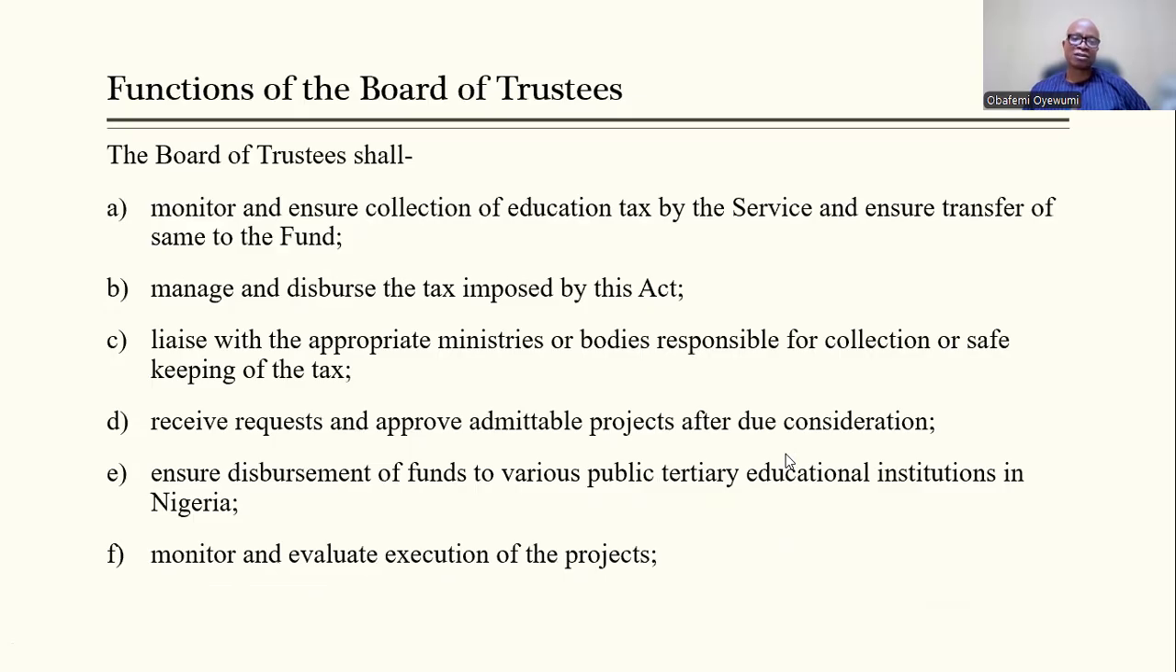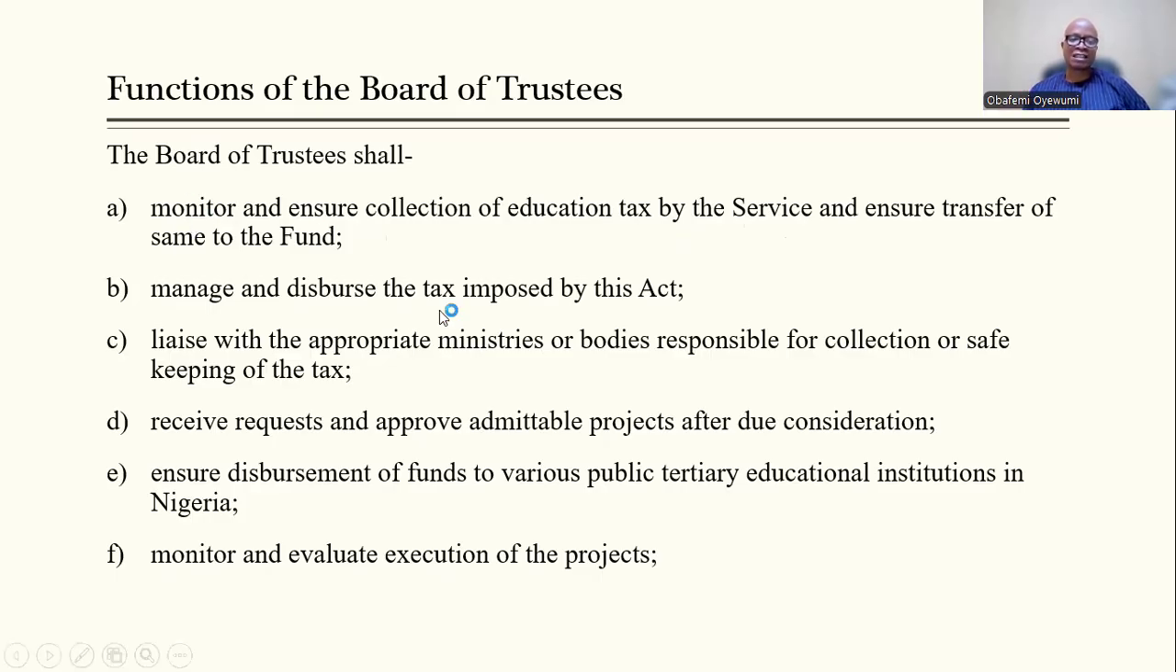Okay, let's look at the functions of the trustees. There are about 12 different functions that the trustees are meant to carry out. Number one is to monitor and ensure collection of education tax by the service and ensure transfer of same to the fund. So they monitor. The FIRS is the one collecting, but the board of trustees is to ensure that the tax has been adequately collected and of course remitted to the fund as much as possible.